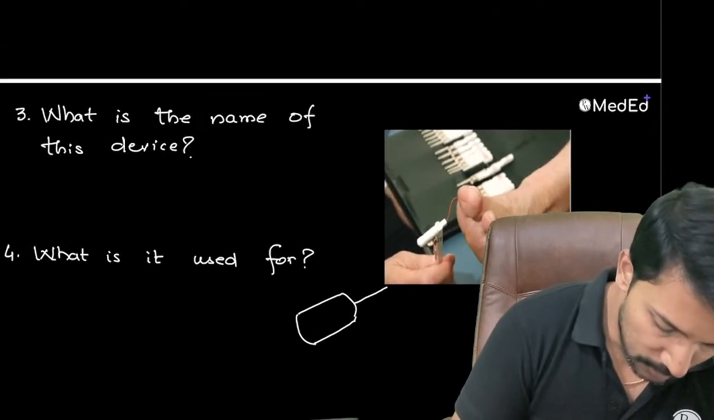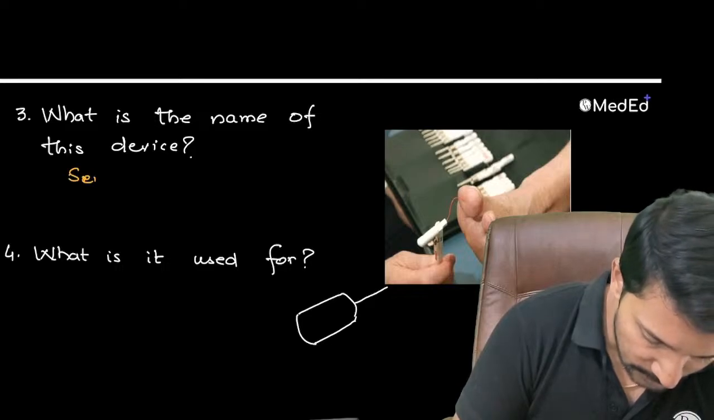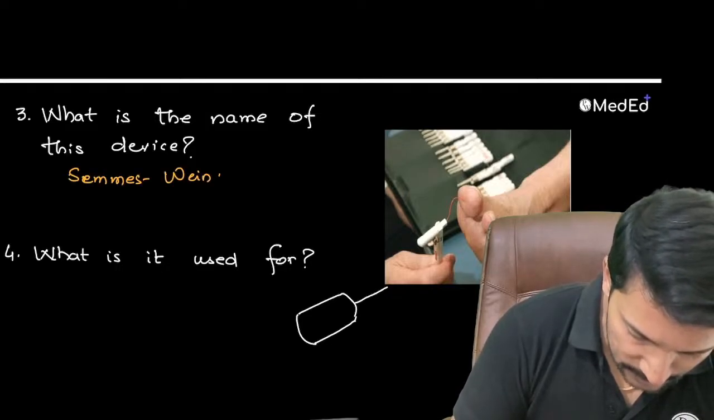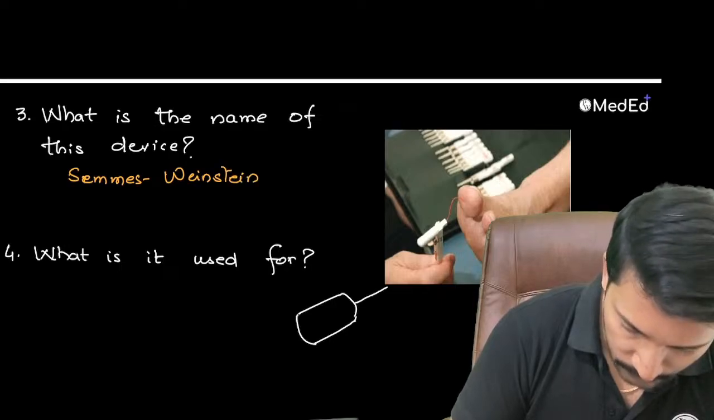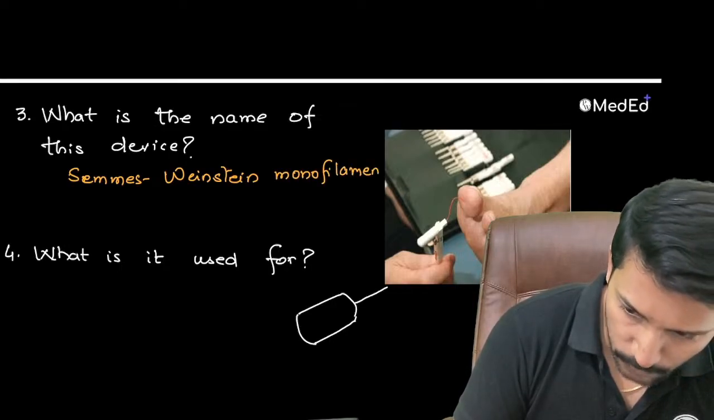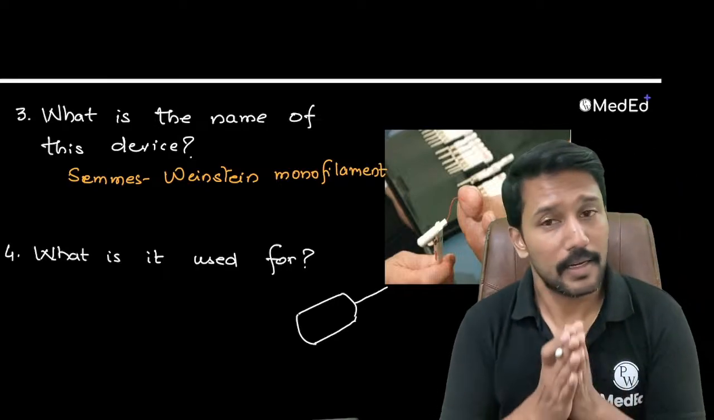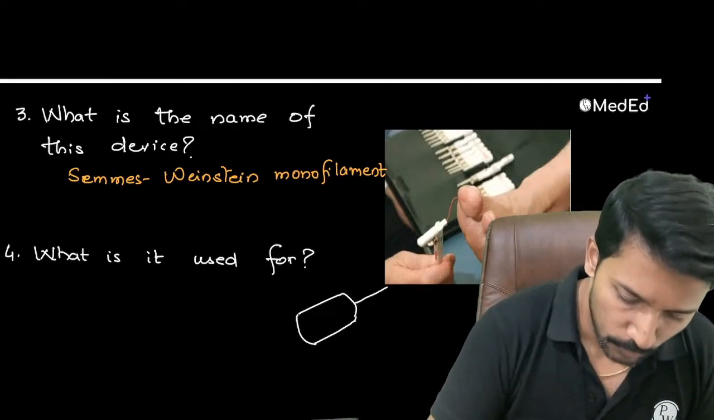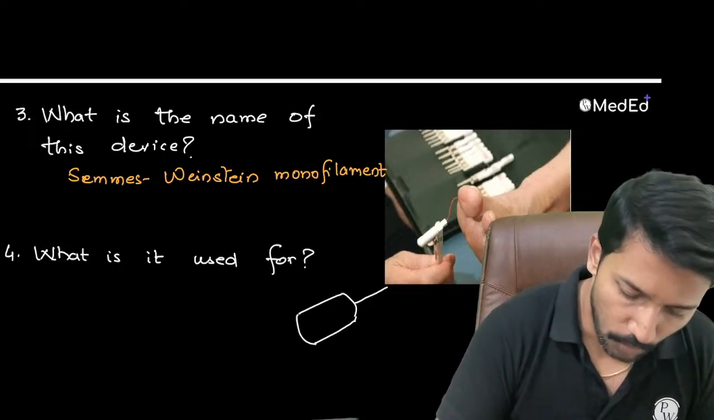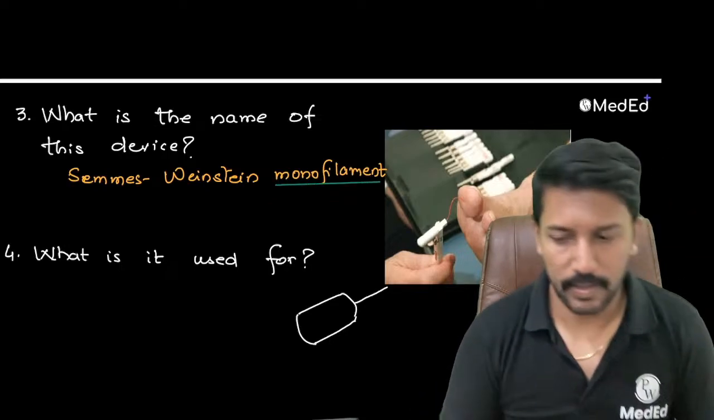Let me tell you what this device is called. This device is called the Semmes Weinstein monofilament. It can also simply be called a monofilament. Either we can call it Semmes Weinstein monofilament or simply monofilament.